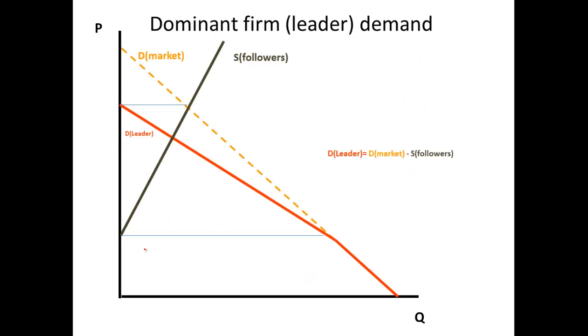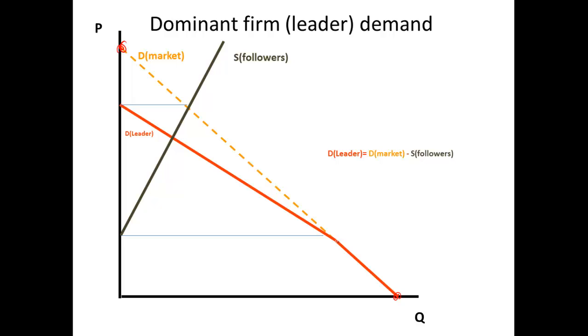All right, here's a picture. This line that goes from here all the way down to here, and starts out dashed and then intersects this red part, that's the overall market demand curve. Right, so that's just the market demand curve.